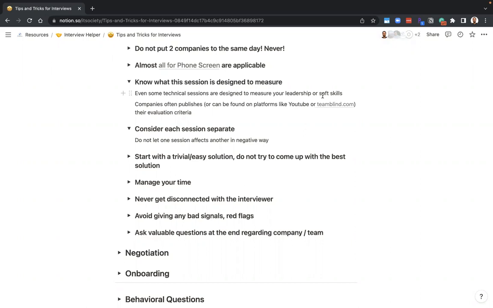Also, the other side of the session details is the evaluation criteria. Some companies publish their evaluation criteria. Some can easily be found in internet resources, like some YouTuber videos, some Teamblind posts, some Glassdoor posts. You will be able to understand the different flavors of companies, their expectations, their evaluation criteria.